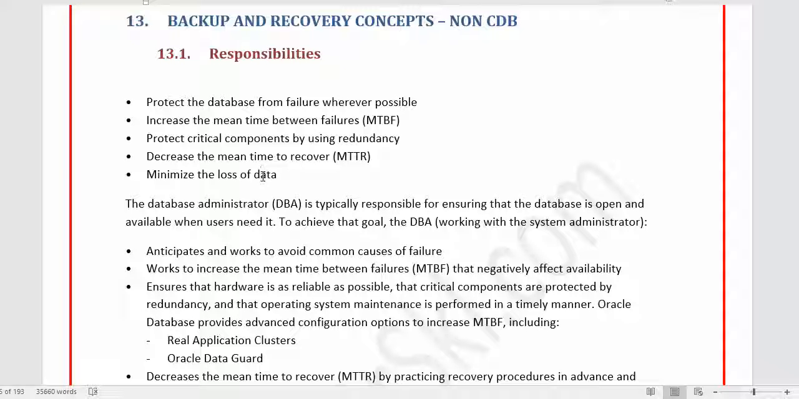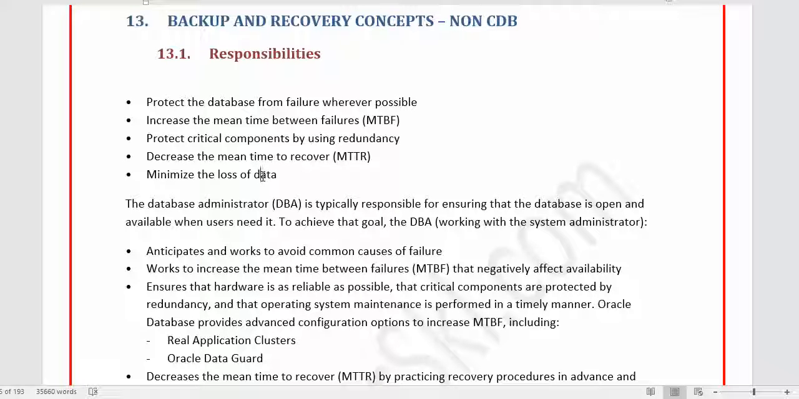And then minimize the data loss. Whenever there is a failure and you get your database back, if there is no data loss, you are the best. If there is at least one row missing, then that is not a complete recovery. But what I said is the ideal situation. That means you cannot always get your database back with full loss protection. There will be certain data that might be gone, but that data should be as minimum as possible.